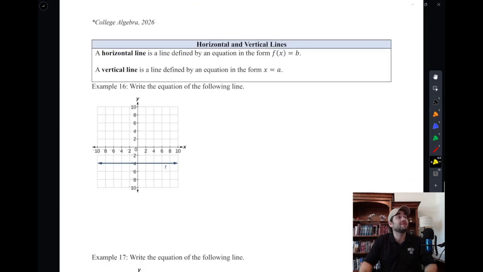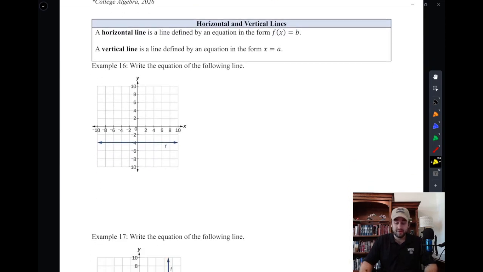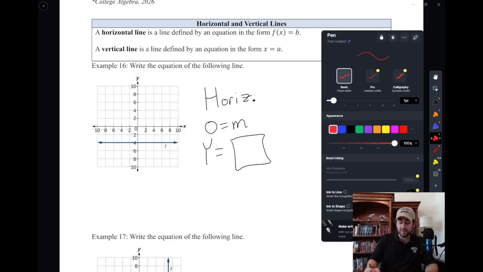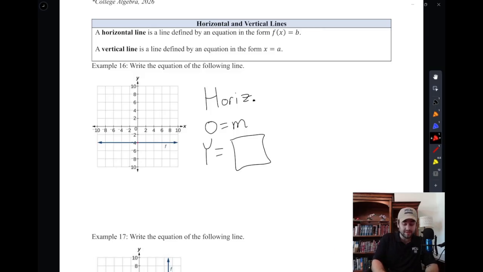We've talked about horizontal and vertical lines before. You might remember we talked about this idea of HOY VUX, where HOY stands for horizontal, 0 is the slope, and it's a y equals format. So in order to fill in this equation, we literally just go look at what the y value is. And so it looks like the y value is -4 right there at that point, and at all points. And so y equals -4 is your equation for that line.